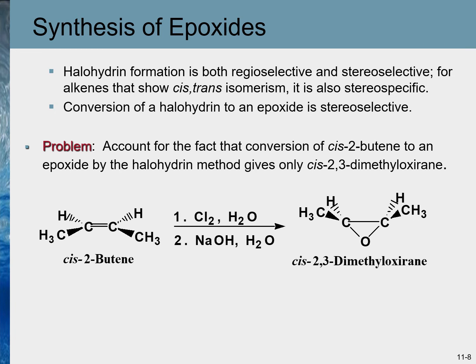As we learned in addition reactions of alkenes that halohydrin formation is both regioselective and stereoselective. For alkenes that show cis and trans isomerism, this reaction is also stereospecific. Conversion of halohydrin to epoxide is also stereoselective. So if we begin with a cis-2-butene to an epoxide by halohydrin method, we will only get cis-2-dimethyl oxidane. So let's account for this fact that why the cis-2-butene gives only the cis epoxide product.